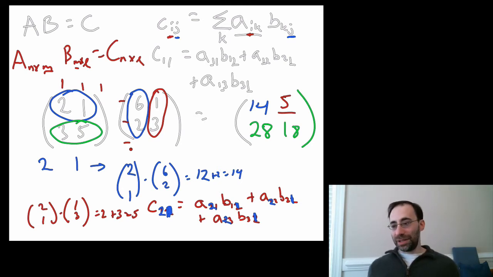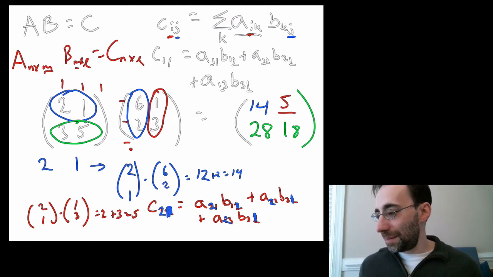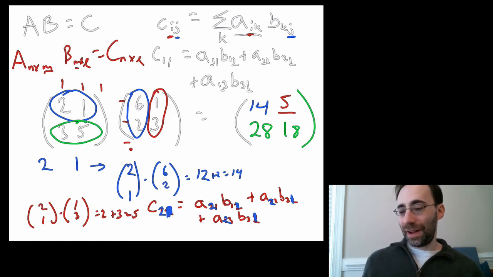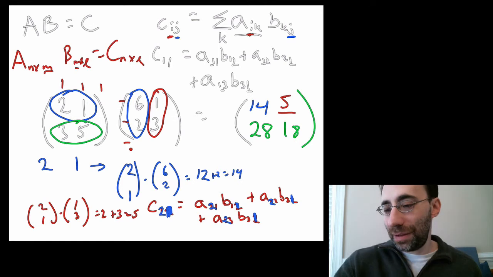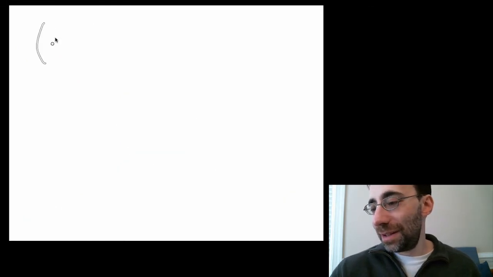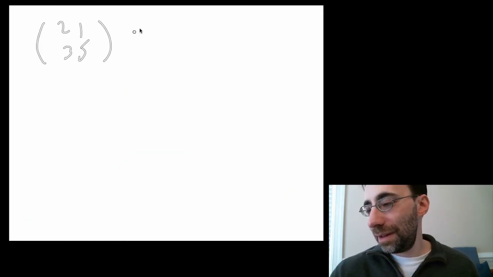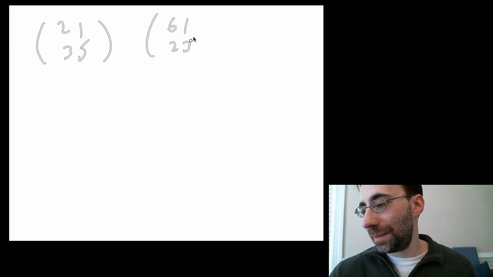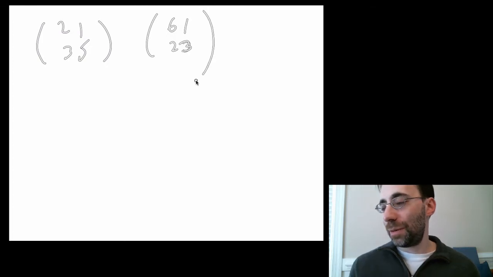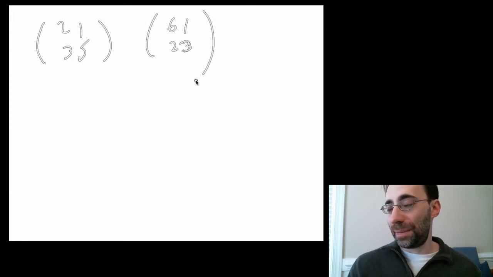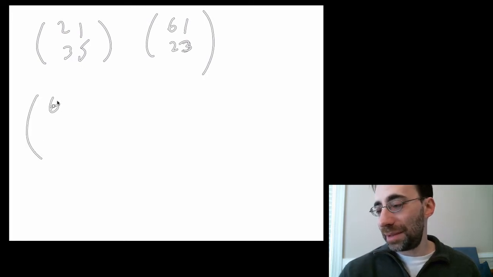Now let's see if I can remember these matrices enough to actually replicate them. Let's see, 2, 1, 3, 5, and 6, 1, 2, 3. See if I can do that again. I should have written it backwards. Hoping that's correct, we could flip it around and multiply B times A.